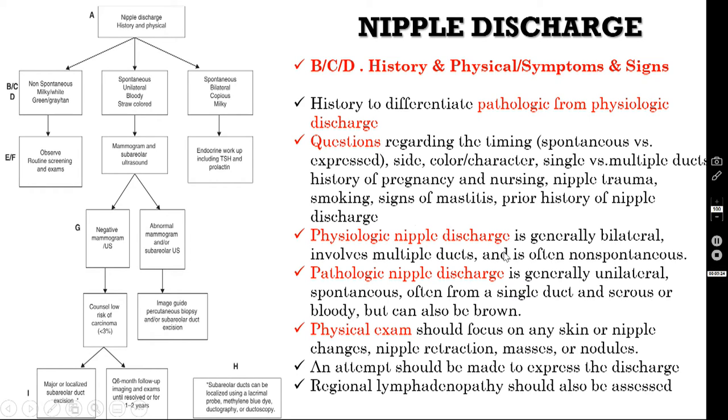If you imagine the nipple areola as the face of a clock, is it coming while you are pressing at 12 o'clock, 1 o'clock, 3 o'clock? That you have to find out. You have to press around the nipple areola, and find out on pressing which area the discharge is coming out through the nipple. And you have to try to find out any regional lymphadenopathy also.